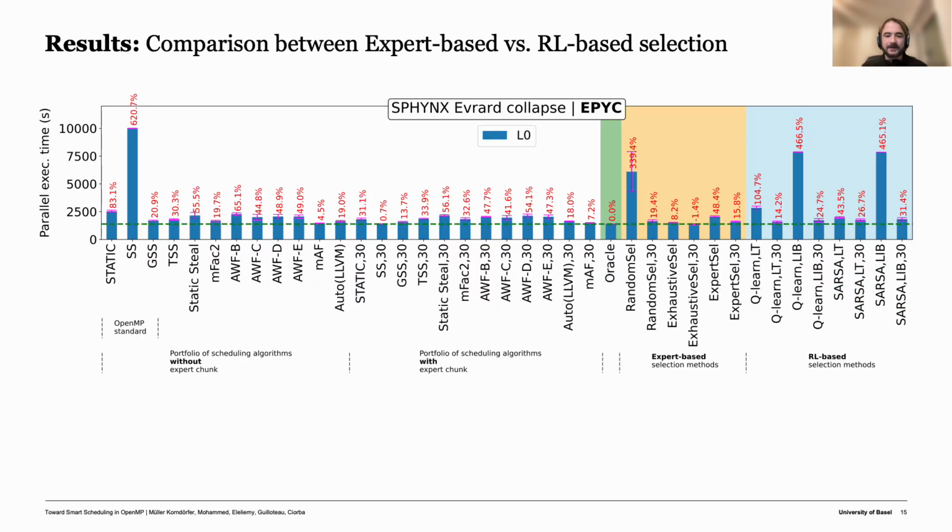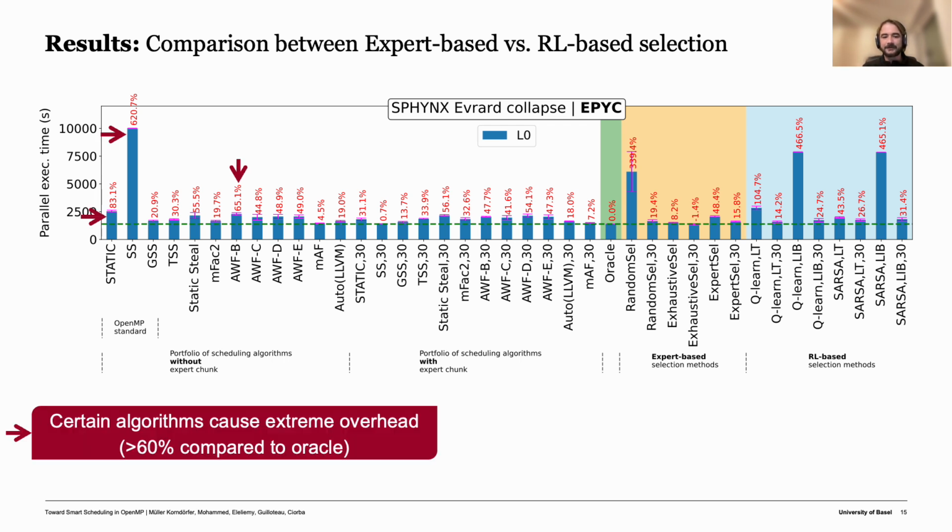Now, here, what you see in the x-axis is all the scheduling techniques up to the green background, which is Oracle. Then all the expert-based methods with yellow background, and finally the RL-based methods with blue background. And what we want to highlight here is, first of all, some techniques, especially if they are not using expert chunk parameter, they can cause very high overhead compared to Oracle, right?